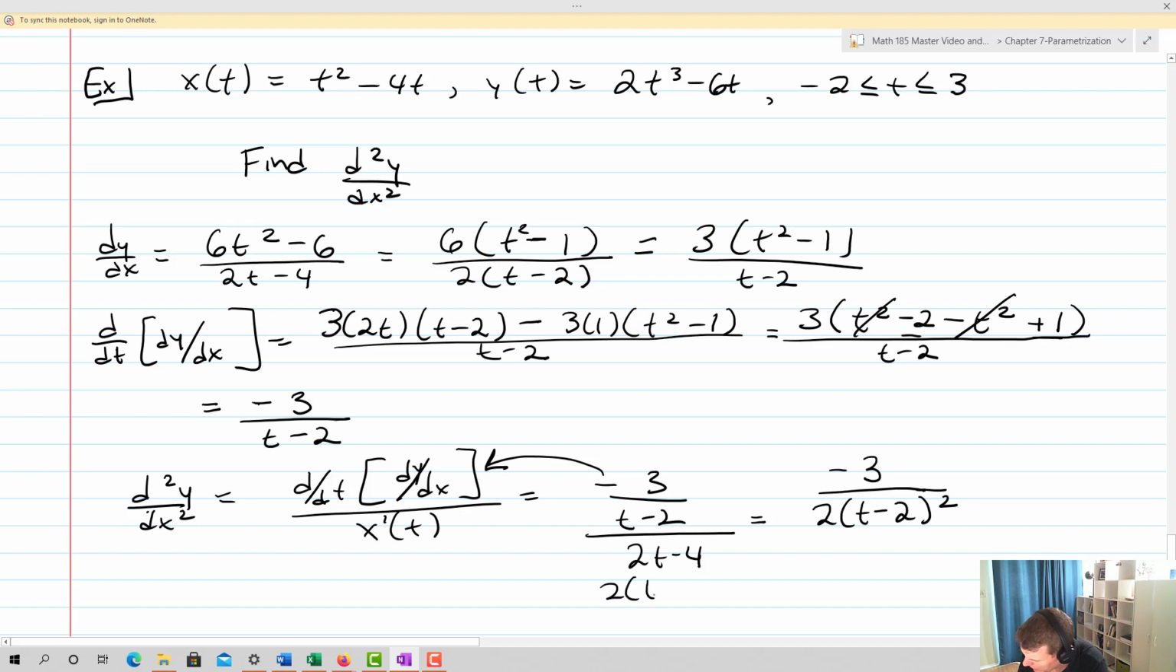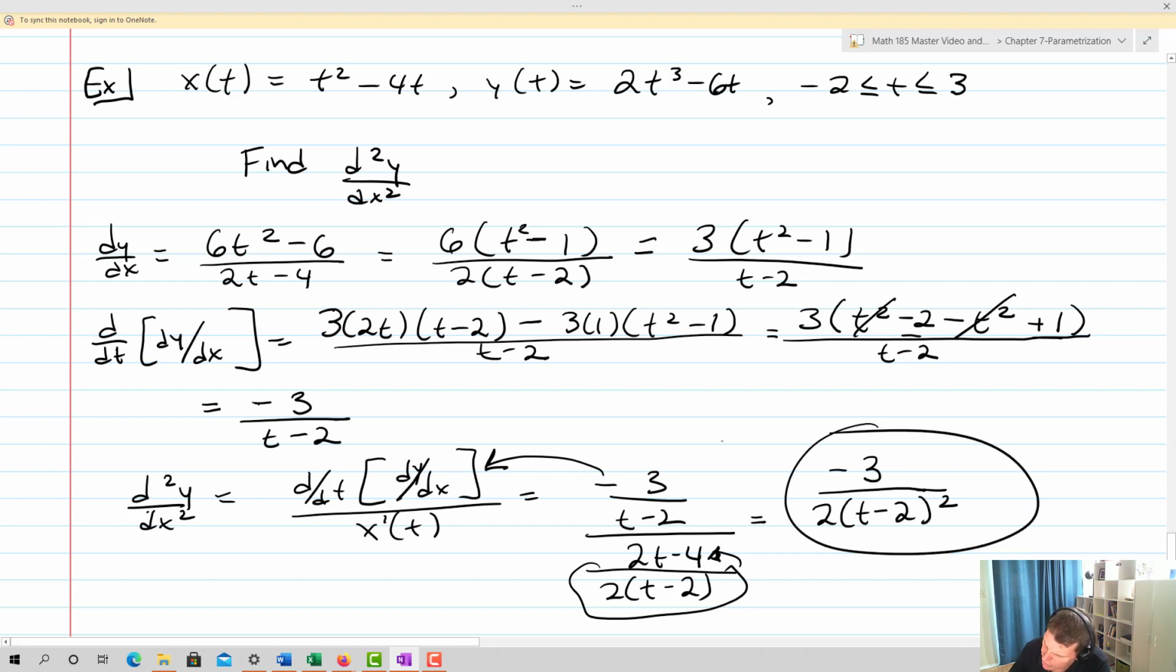That's the simplification of this value right here. And there we go, that is our second derivative. Now, from the second derivative, we can find things like points of inflection. Okay, inflection points, we can find concavity. We can find concavity for parametric curves. So for what values of t are we going to have something that's concave down or concave up?